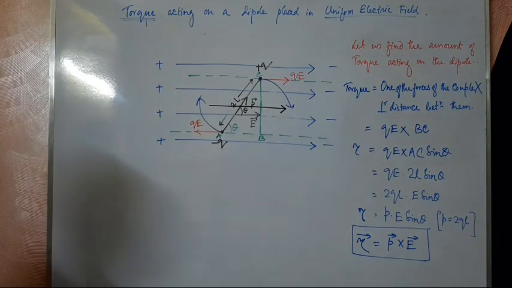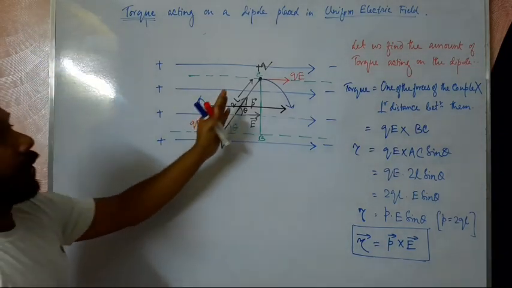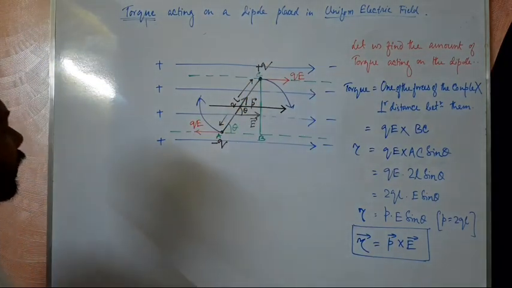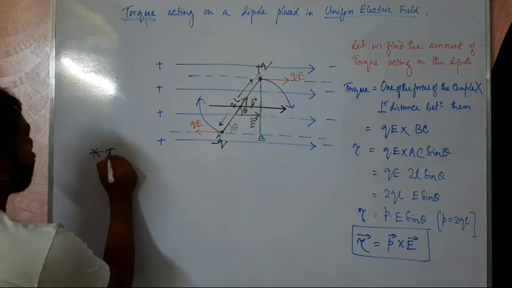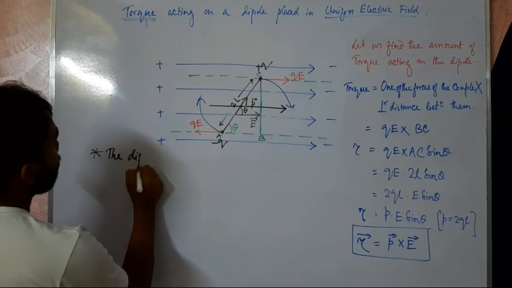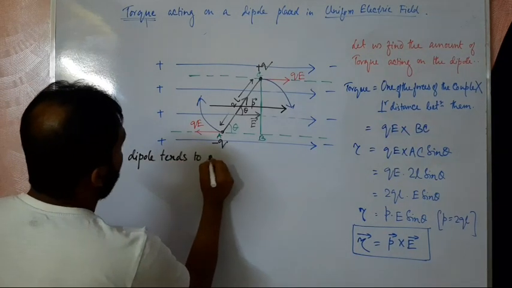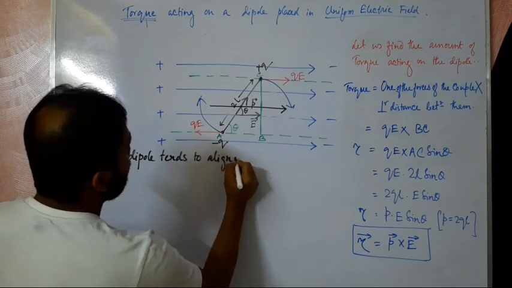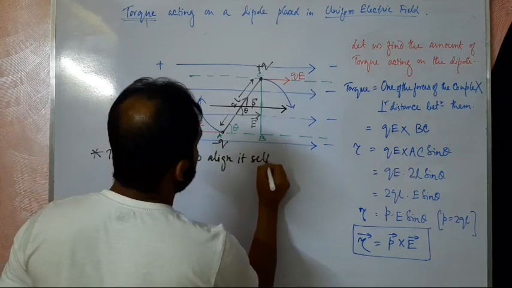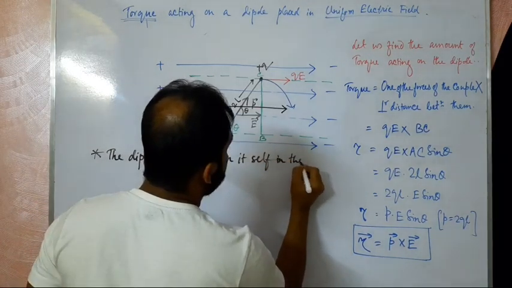So when a dipole is placed in a uniform electric field, the dipole tends to align itself in the direction of the field.